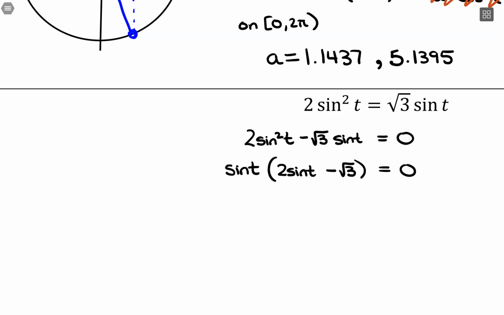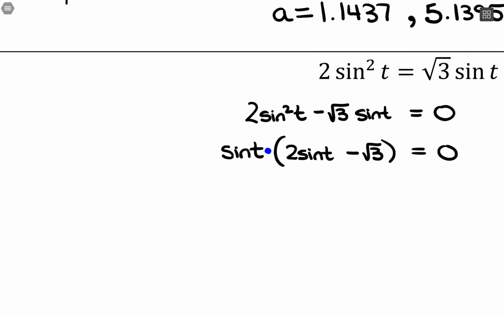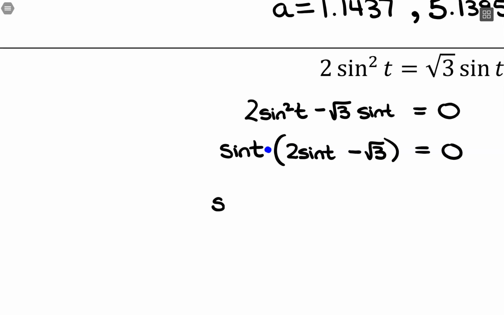All right. So now I have this product of 0 rule. I have two things multiplying with each other that give 0. So that means one or both of those pieces need to equal 0. So either just sine of t equals 0, or 2 sine t minus root 3 has to equal 0. So sine t equals 0. We still have a little solving to do.